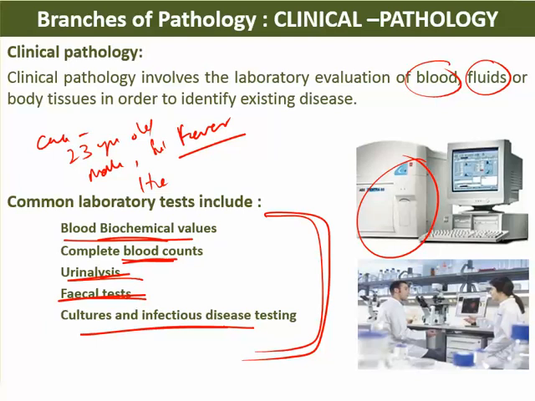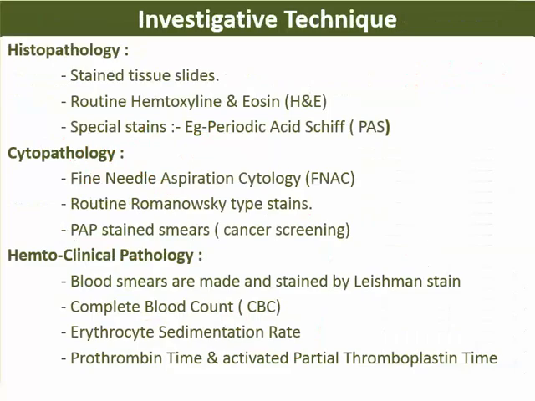Histopathology. If it is a swelling and you want to do FNAC, which laboratory will you send it to? Cytopathology. Okay. So now coming to the investigation techniques. In histopathology, we use the stained tissue slide. The stain used is hematoxylin and eosin.